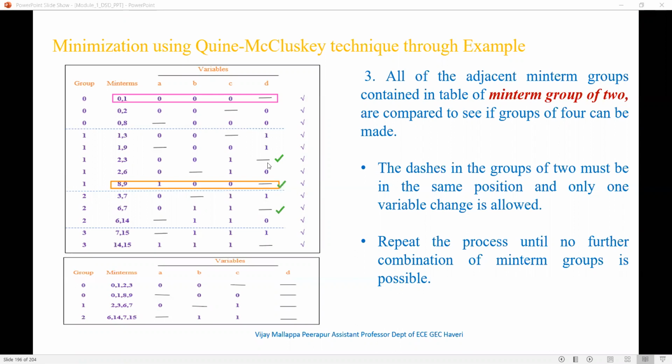All in one in group 1, these two minterms, 2 and 3, 8 and 9, have the dash, which is the same for 6 and 6,7 here. And now while comparing, see if there is any one variable change. Now 2 and 3, what we have here? Yes, I just changed this one.